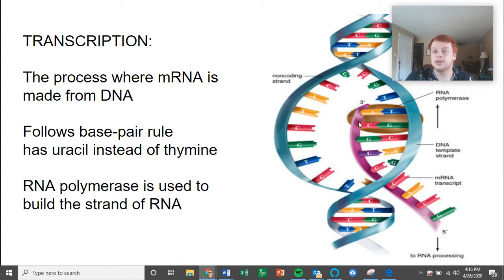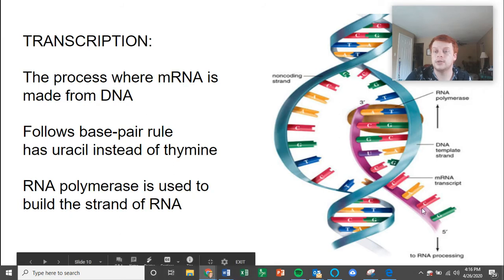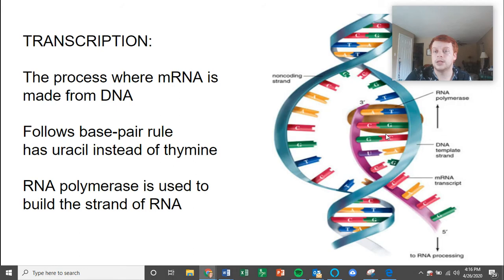So you can see in this image here, the purple strand is the RNA that's getting produced. A pairs with T, C pairs with G, G pairs with C, and U will pair with A. Now, the molecule that's used to start this process is called RNA polymerase, and you can see it right here in this image. So RNA polymerase begins the process of producing RNA, just like DNA polymerase produced DNA in our last lesson.